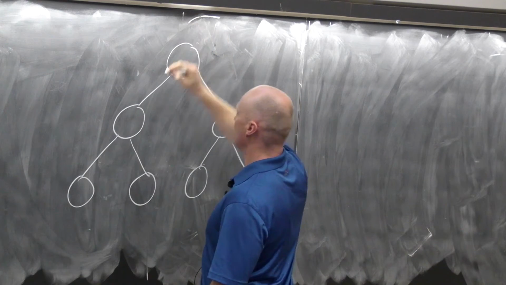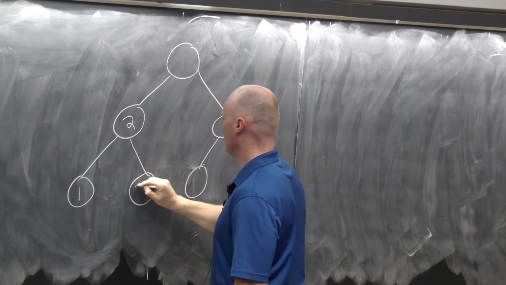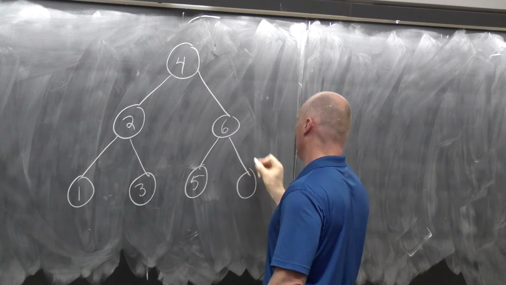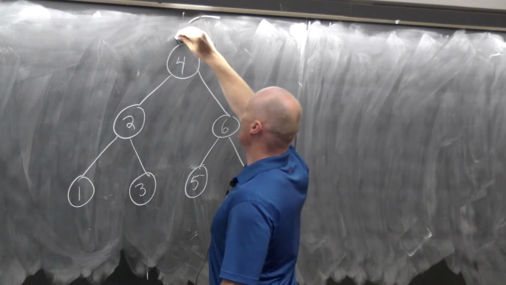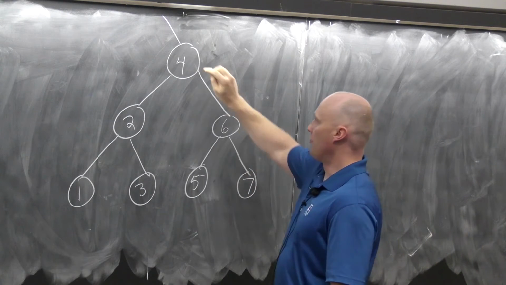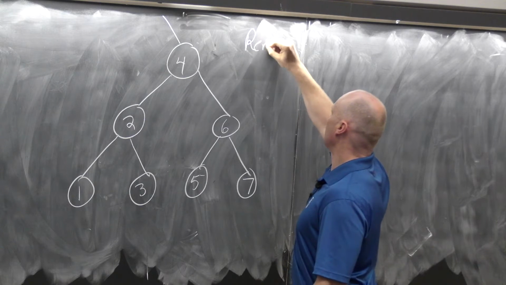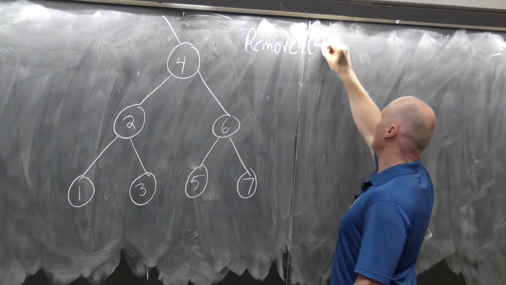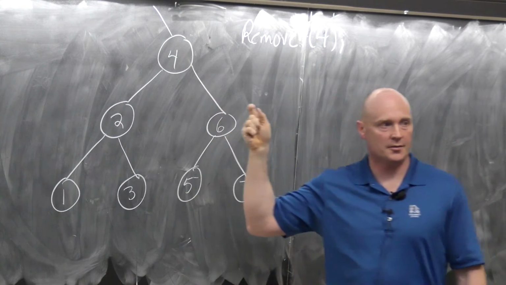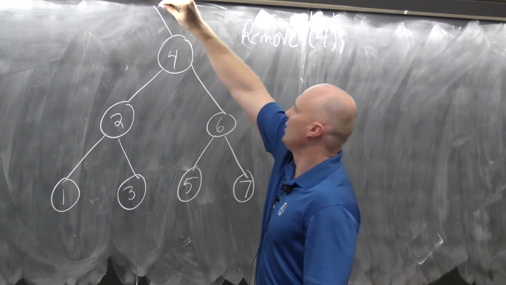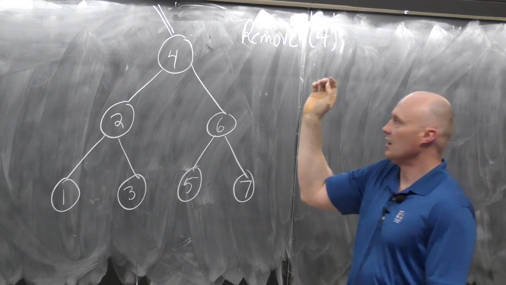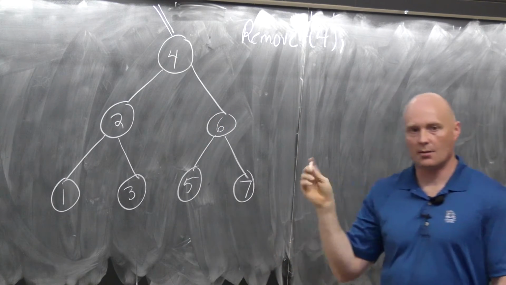So this is, let's see. And this could be any subtree, or it could be a tree all on its own. So we want to remove 4. And what we do is we find 4. And once we've done that, we've come down here. Then we want to find a replacement for 4. So what we want is the number that's closest to 4.